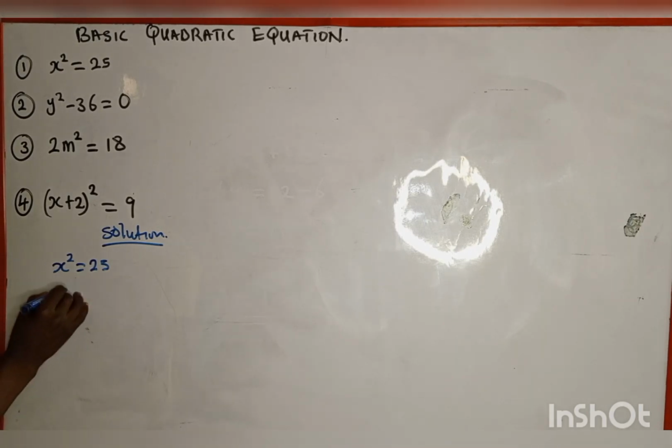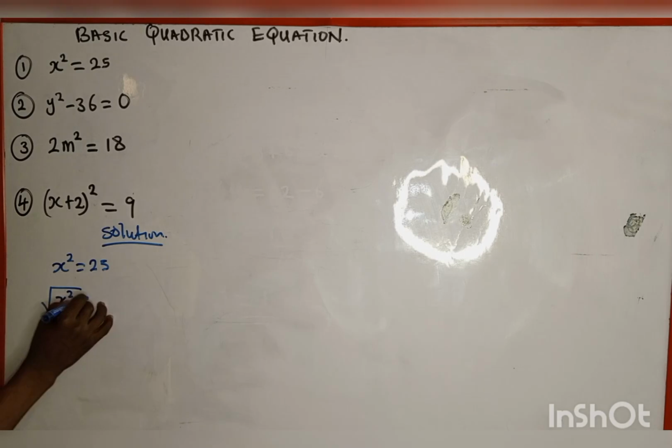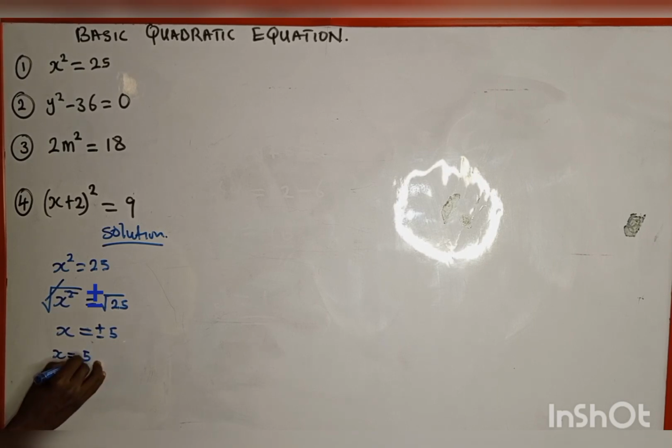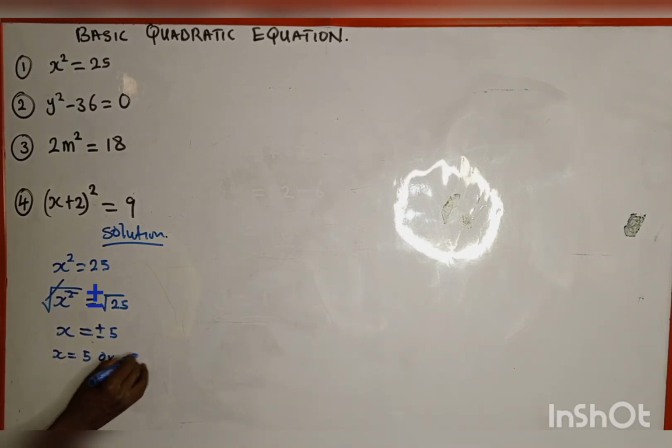We're going to have x to the power of 2, then take the square root, which is equal to the square root of 25. So this square will cancel this square root. We are left with only x on the left hand side, which is equal to the square root of 25, which is plus or minus 5. Therefore, the value of x in this quadratic equation is positive 5 or negative 5. So these are the two answers.